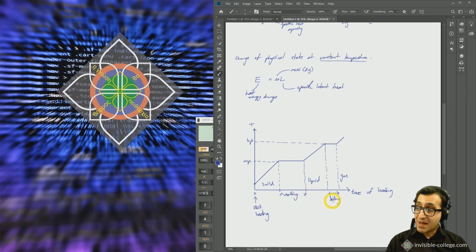However, during melting and during boiling, even though we're heating continuously, the temperature isn't increasing. So what's happening to the heat energy then? Well, the heat energy is not just disappearing. It's being used not to increase the rate of motion of the particles. In other words, it's not being used to increase the average kinetic energies of the particles. It's being used to overcome the forces between those particles so that we can go from being a solid to a liquid or from being a liquid to a gas.